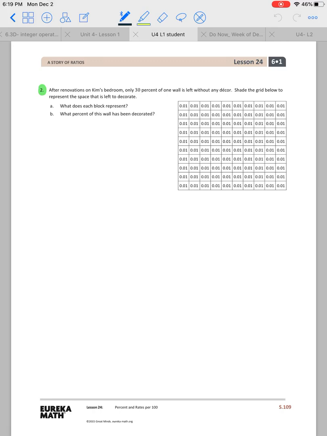After renovations on Kim's bedroom, only 30% of one wall is left without any decor. So 30% of the wall is left without decor. So I'm going to write 30% here. That has no decoration on that wall. It says she made the grid below to represent the space that is left to decorate. So she wants to know basically, how much space is left to decorate? What does each block represent?